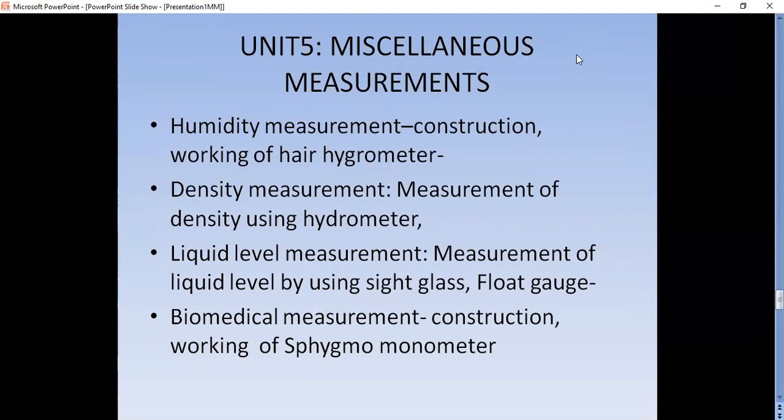In the fifth unit, we have miscellaneous measurements. Humidity measurements, construction and working of hair hygrometer, then density measurements, measurement of density using hydrometer. Liquid level measurements, by sight glass, float gauge. Then we'll study the sphygmomanometer.